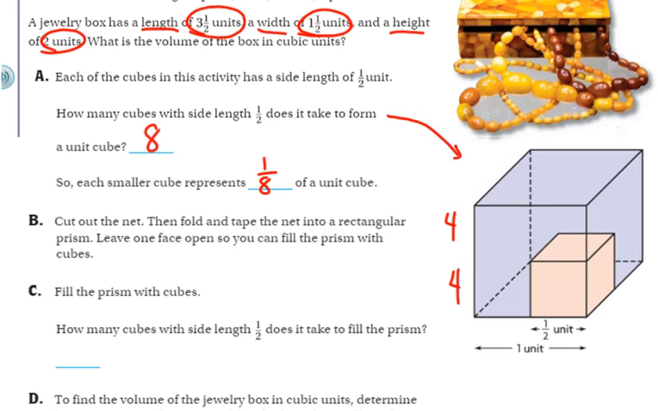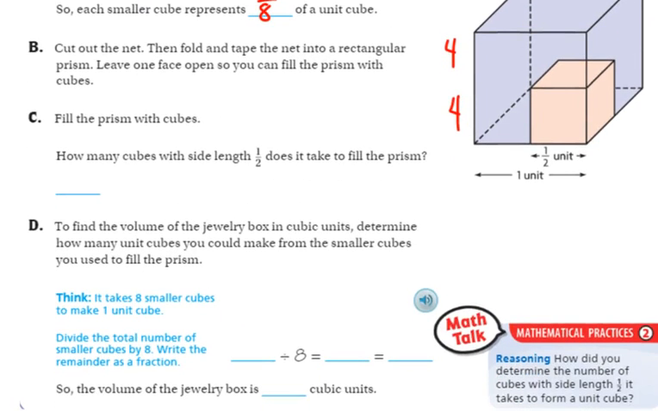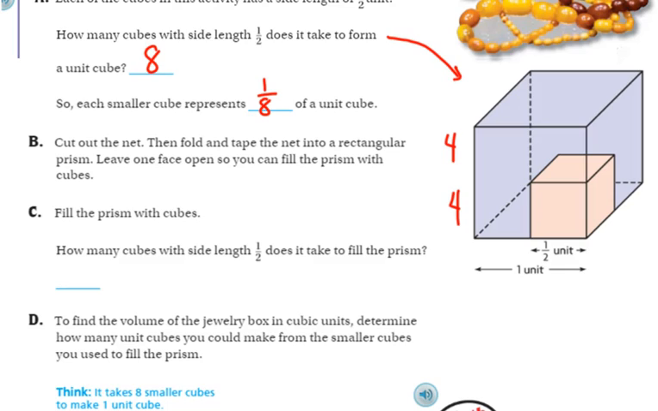All right, so let's look at part B. It says cut the net, then fold and tape the net into the rectangular prism. Leave one face open so you can fill the prism with the cubes. All right, so we're not doing that part here. So now that I've solidified this whole half unit cube business into the 1 unit, we're going to go ahead and jump to our formula.